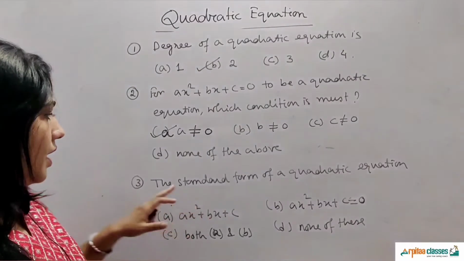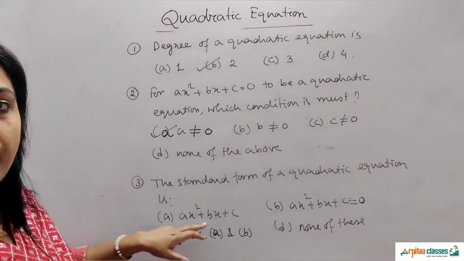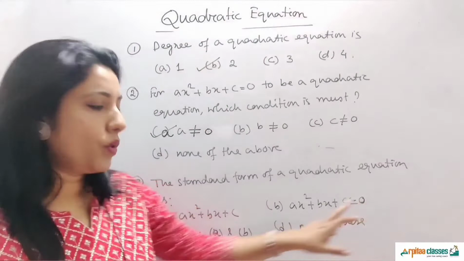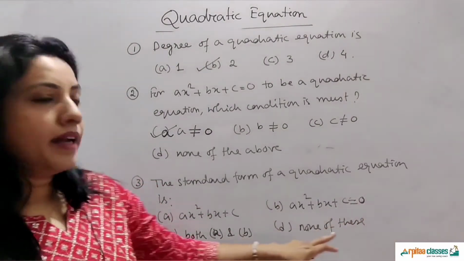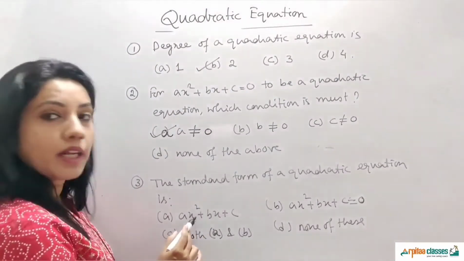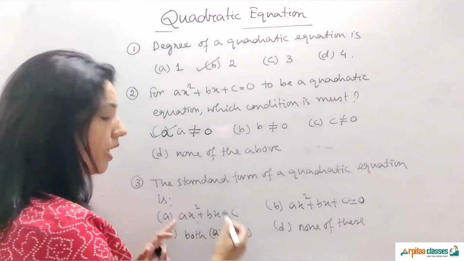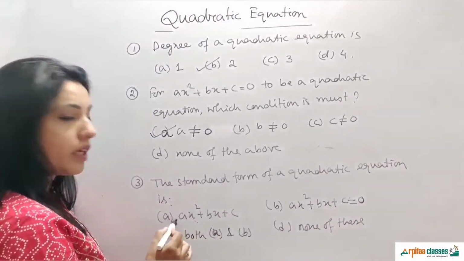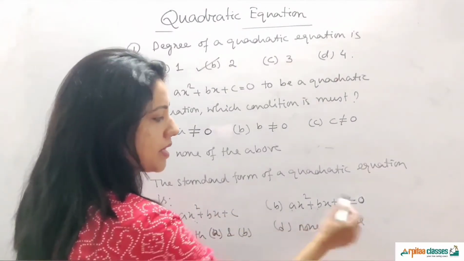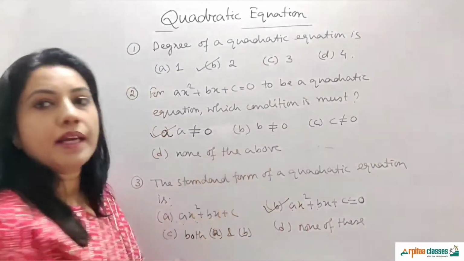Come to the third question. The standard form of a quadratic equation is ax square plus bx plus c equal to 0. Now, ax square plus bx plus c alone is not a quadratic equation. This is a quadratic polynomial. If it has to be an equation, then it has to be equal to something. So, this is a quadratic polynomial but not an equation. We all know that ax square plus bx plus c equal to 0 is the general form of the quadratic equation. So, 3b is the right option.